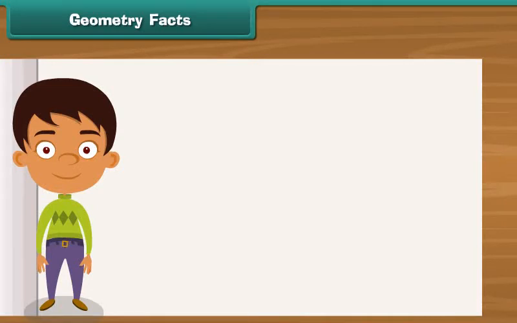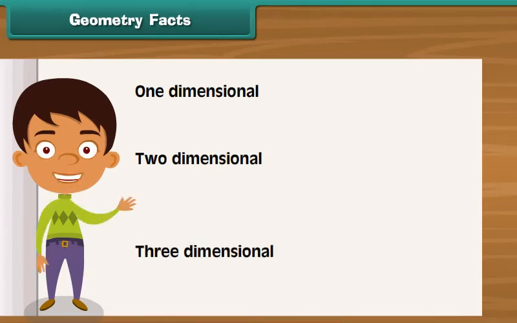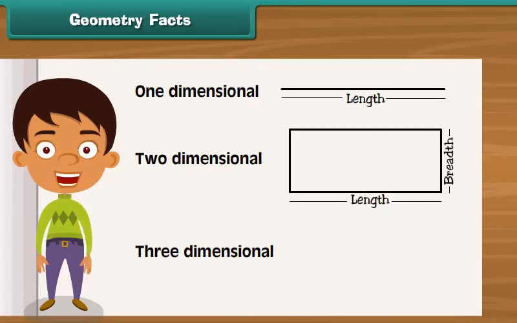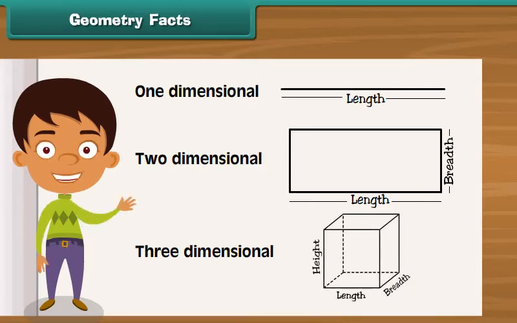Geometry facts. The geometry facts are generally declared in three parts. Those parts are one-dimensional, two-dimensional, and three-dimensional. The one-dimensional geometry fact is called the line. The lines have only length. The two-dimensional geometry fact is about length and breadth. The three-dimensional geometry fact is about length, breadth, and height.